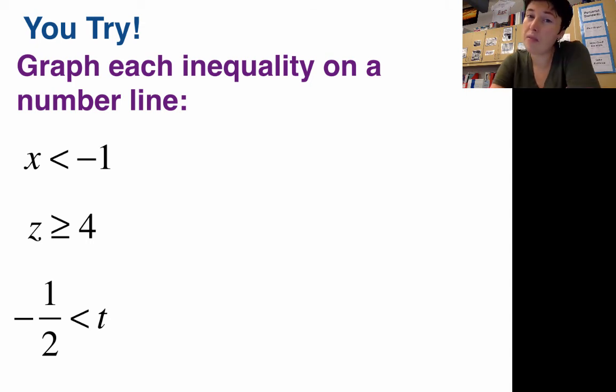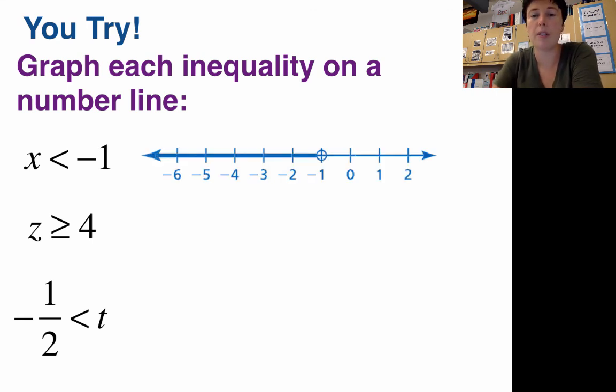Okay, so hopefully you're unpausing the video, and hopefully you've already answered these 3 questions and drawn your number lines. Let's see if you did it correctly. So the first one is x is less than negative 1. So negative 1 is our focus point. It's going to have an empty hole on negative 1, and it's all going to be shaded to the left-hand side. And that's the answer to the first one.